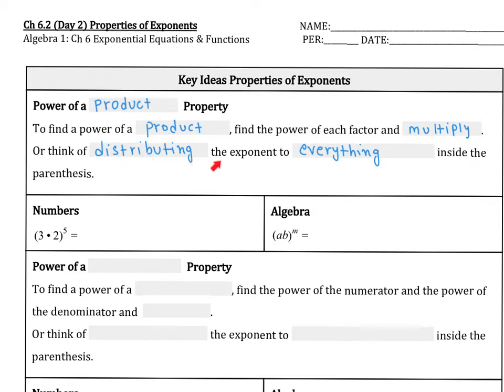Or think of distributing the exponents to everything inside the parentheses. So for example, if you have 3 times 2, all to the power 5, think as if you're distributing the 5 to 3. So 3 to the power 5 times 2 to the power 5. Similarly, a times b to the power m gives a to the power m and b to the power m. It's just like you're distributing the 5 to both the numbers inside, but you're distributing as a power.